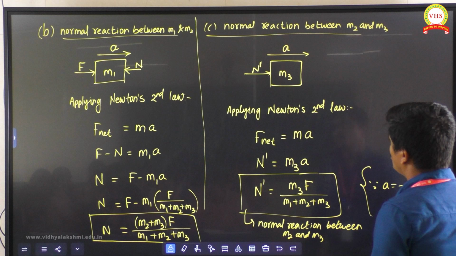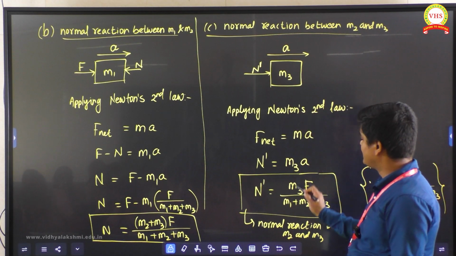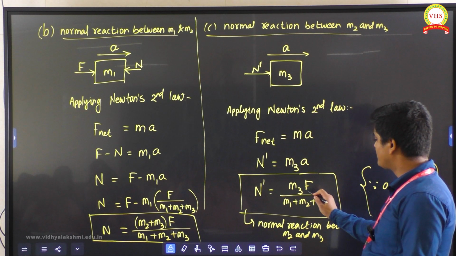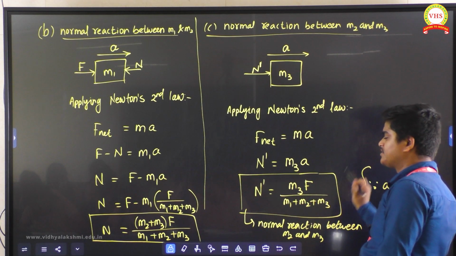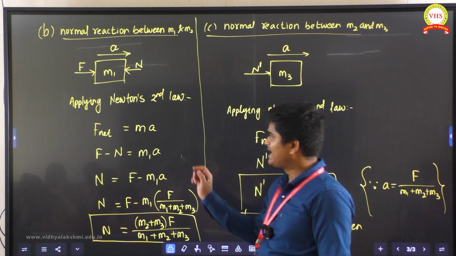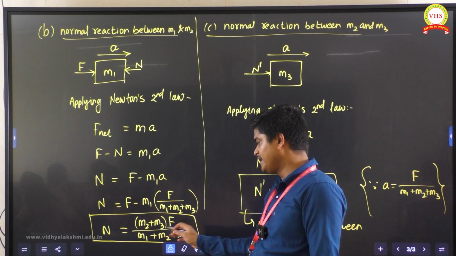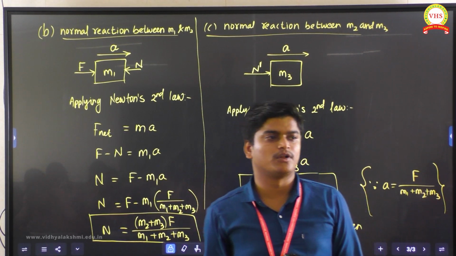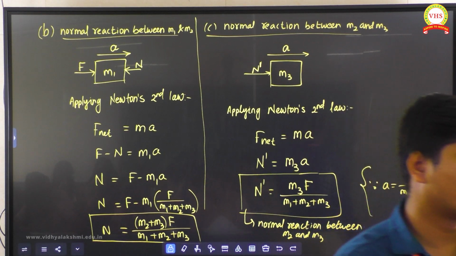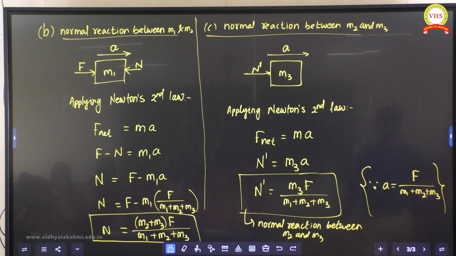Yes or no? So when normal reaction between M2 and M3, it is M3 into F, last mass into force divided by addition of all the masses. When normal reaction between M1 and M2 finding, that is M2 plus M3 into F divided by addition of all the masses. Okay. This formula you have to remember. Clear? Note it down.